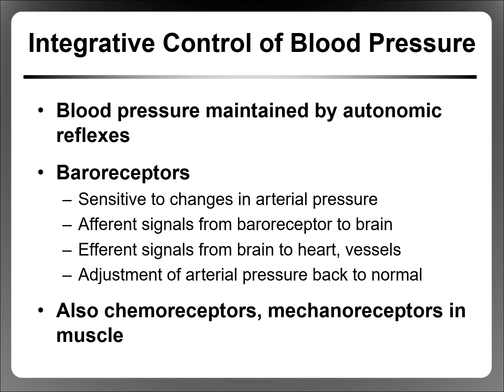So why does this all matter? There is an integrative control of our blood pressure. So we have autonomic reflexes in addition to other hormonal aspects that maintain our blood pressure. The first thing to be aware of are our baroreceptors. These are receptors that are sensitive to change in arterial pressure. And then they will send afferent signals from the baroreceptors up to the brain. And then efferent signals will be sent back from the brain to the heart and the vessels, and they will adjust arterial pressure back to normal. We also have our chemoreceptors and mechanoreceptors in the muscle that are going to give us information as well.